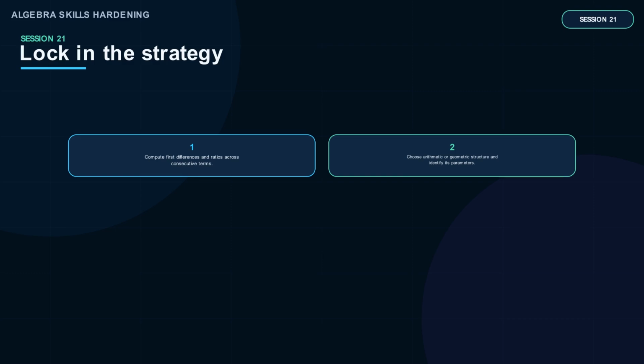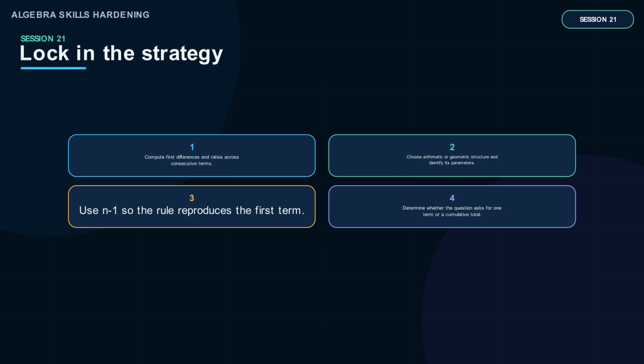The central message is: distinguish constant difference from constant ratio patterns. Combine it with the discipline to write explicit rules with the correct one offset. Finish by remembering to separate a requested term from the sum of many terms. This turns a calculated result into a justified answer.